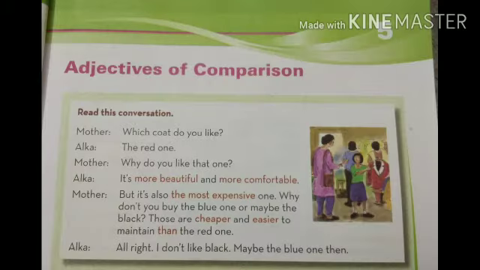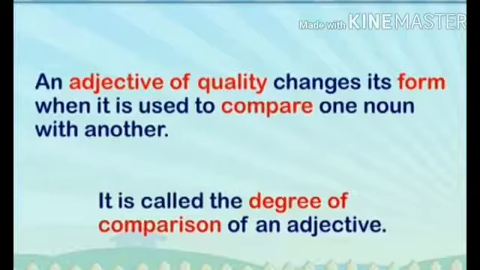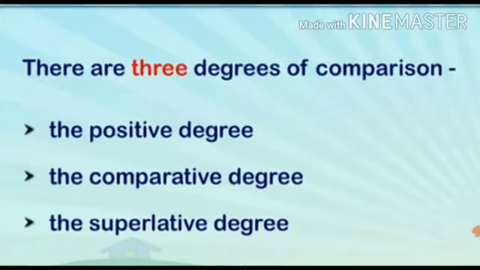Now, today in this video, we are going to read lesson number 5 of your grammar book, that is Adjectives of Comparison. An adjective of quality changes its form when it is used to compare one noun with another. It means when a comparison is done, it is called the degree of comparison of an adjective. Now there are 3 degrees of comparison. What are they? The positive degree, the comparative degree, and the superlative degree.